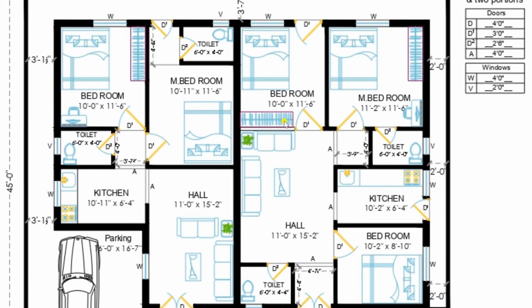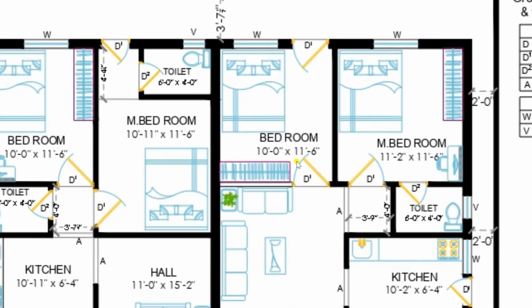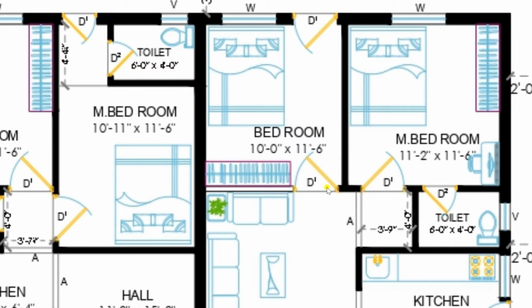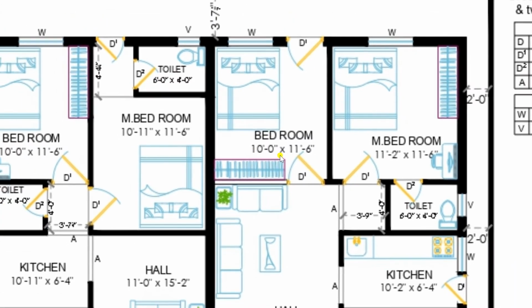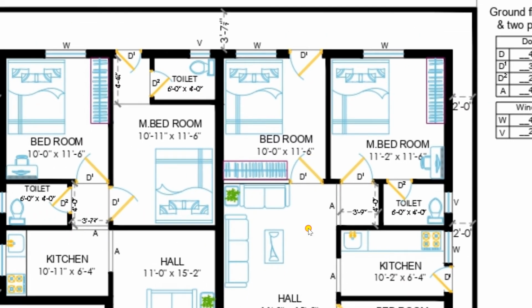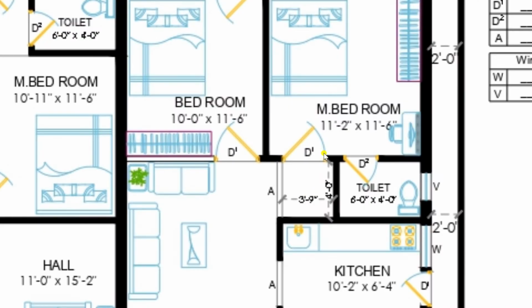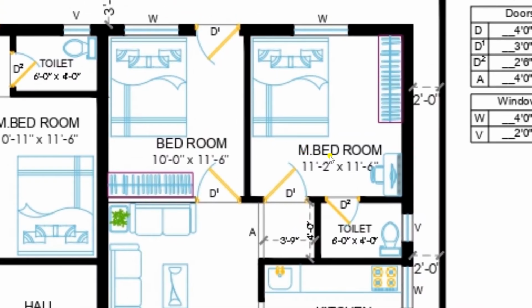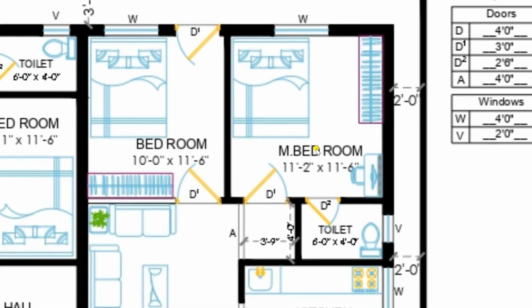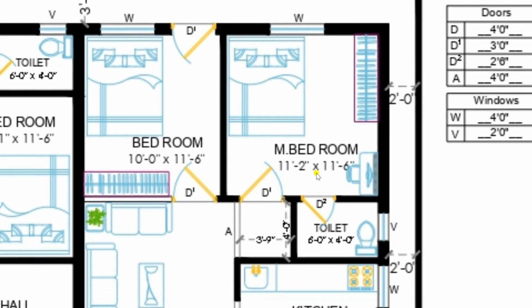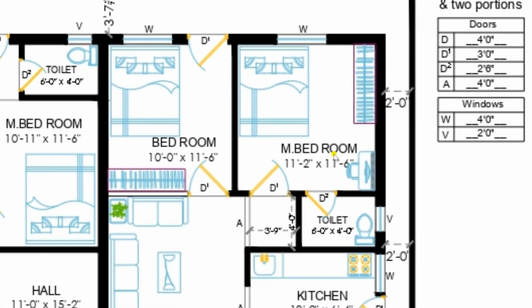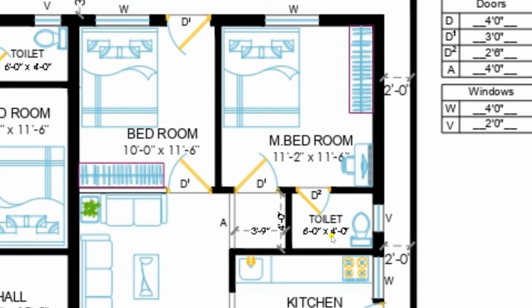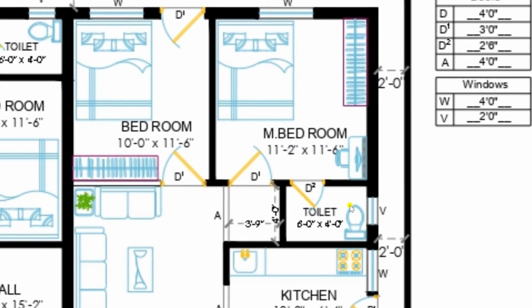Now from this hall I have entered into the bedroom. The bedroom has a very standard dimension of 10 feet by 11 feet 6 inches. So this is one bedroom. From this lobby I am entering into the master bedroom of our plan, which is of a comfortable size of 11 feet 2 inches by 11 feet 6 inches, with an attached toilet of 6 feet by 4 feet. So it is a very comfortable plan.